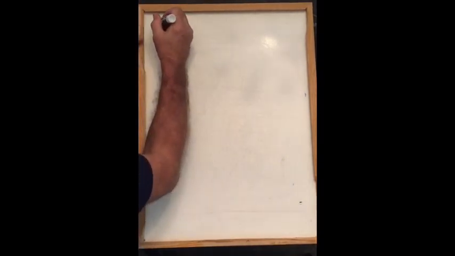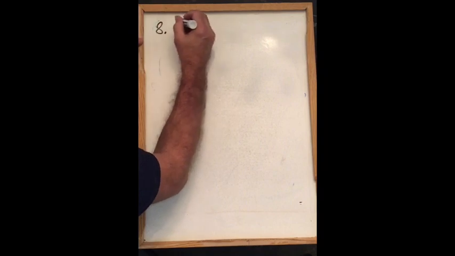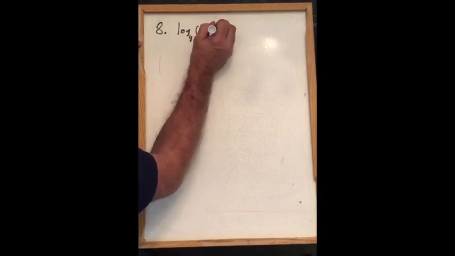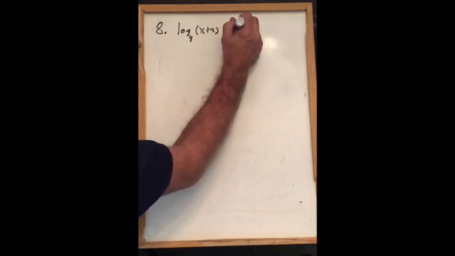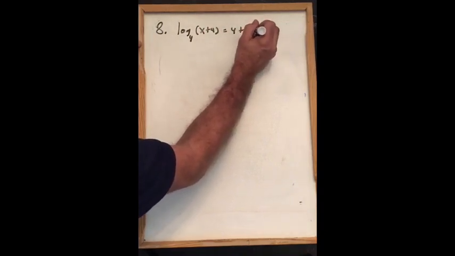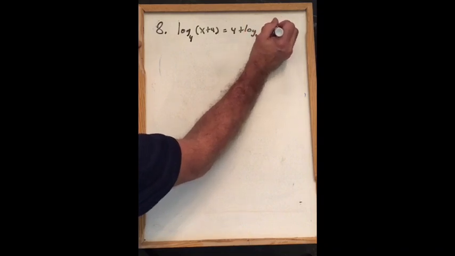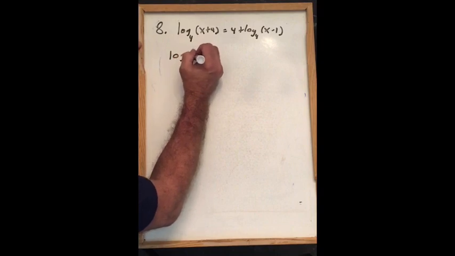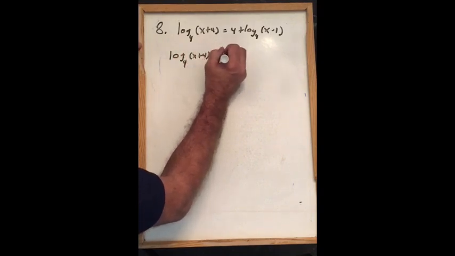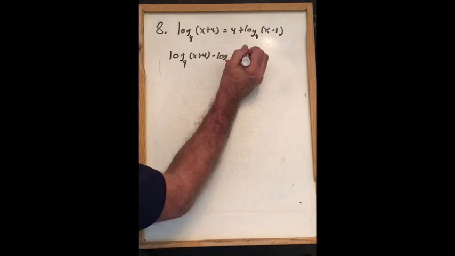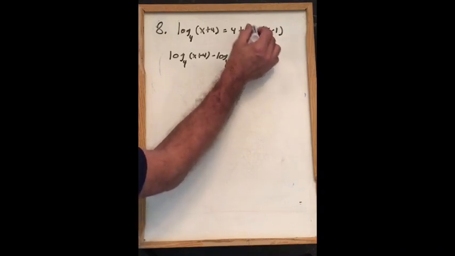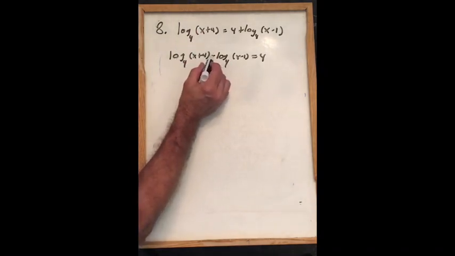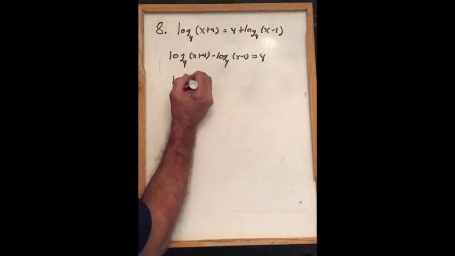Number 8 here, we do number 8. We have log base 4 of x plus 4 is equal to 4 plus log base 4 of x minus 1. Okay, I need to move that back over here so I can get both logs on the same side. Log base 4 of x plus 4 minus log base 4 of x minus 1 is equal to 4. I just moved this term over to this side by subtracting it. Now it looks an awful lot like number 7, except that's subtraction instead of addition. So we'll divide instead of multiply.